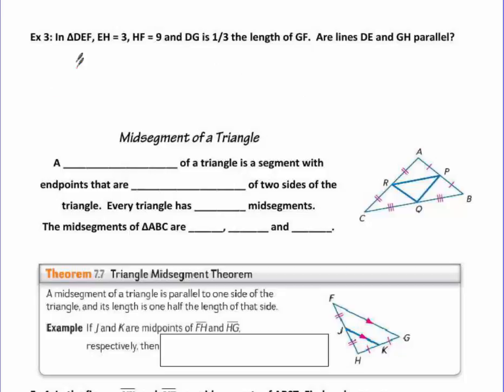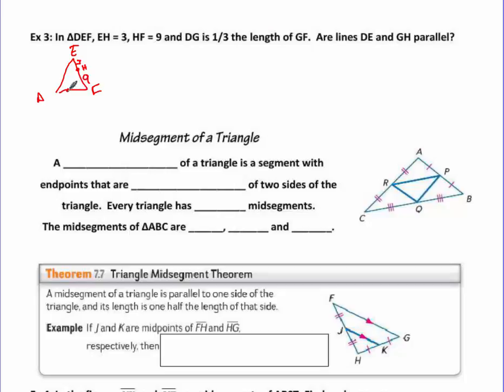If we have a triangle DEF, and it says EH is 3, so H must be a point between E and F because EH is 3 and HF is 9, so this will be H. So EH is 3, HF is 9. And it says DG, so that must be some other point on there. So DG would go from D to G and then from G to F, so it's down here.